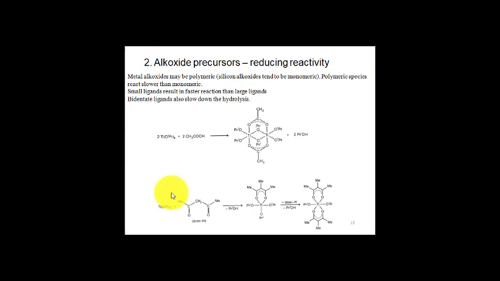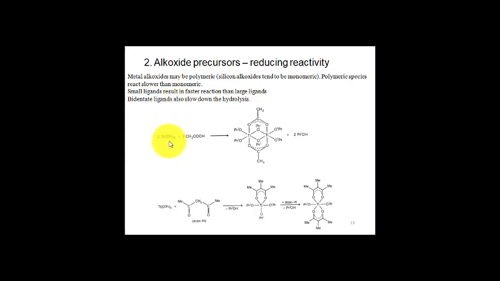Alkoxide precursors have varying reactivity. Metal alkoxides may be polymeric. Silicon alkoxides tend to be monomeric. Polymeric species react slower than monomeric species. Small ligands result in faster reaction than large ligands. Bidentate ligands also slow down the hydrolysis. So it means that if the alkoxide precursors are monomers, they will have more reacting capability. If they are polymers, or for example bidentates, then the reactivity will be less.